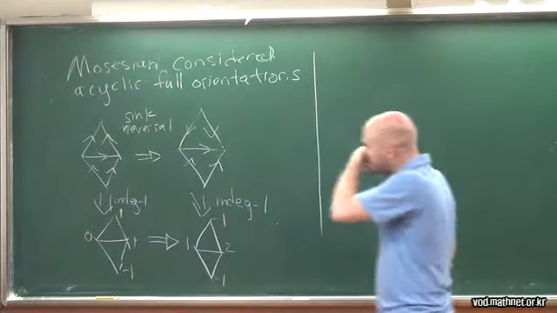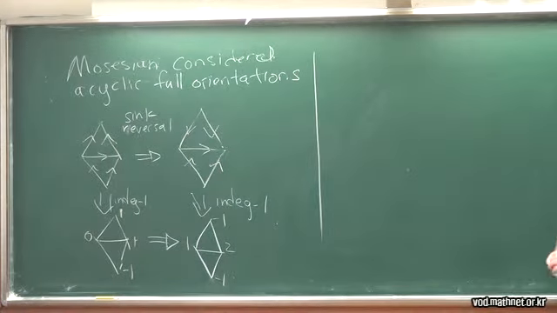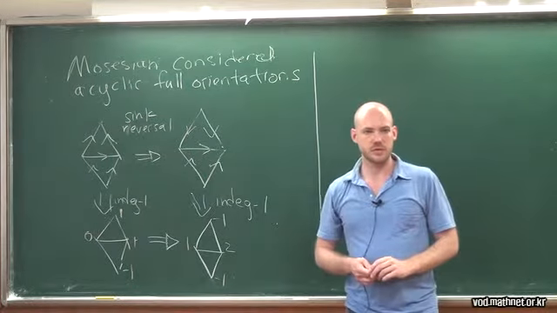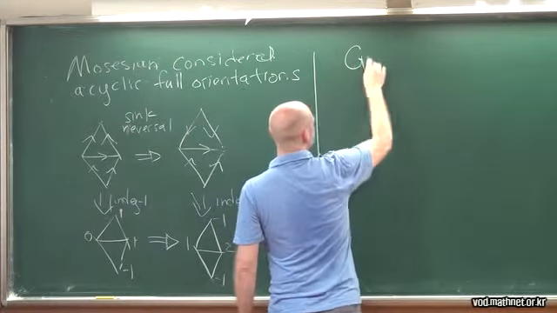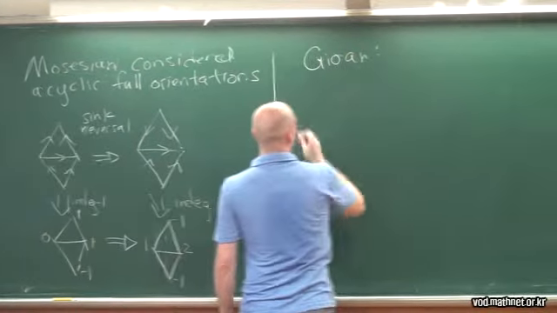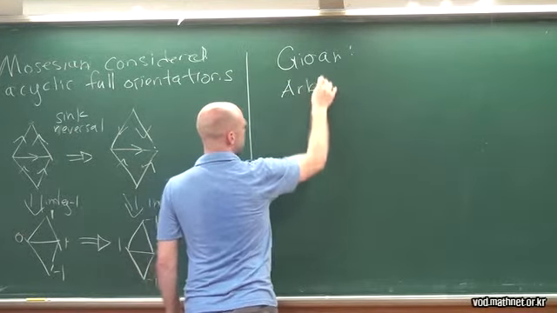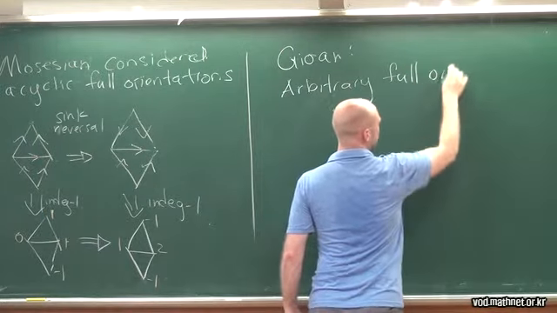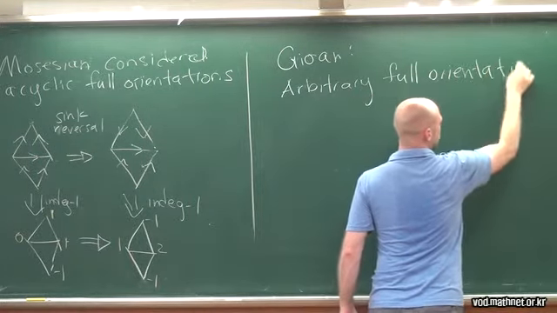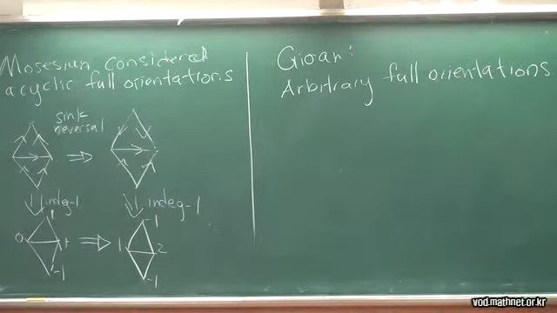Okay, so this was Mises in the early 1970s, and this surprisingly was not generalized to arbitrary graphs until 2007. And so then in 2007, Jiwan looked at arbitrary full orientations. So what I mean by that is that now we still don't have any unoriented edges. We don't have this, but we do have possibly cycles.